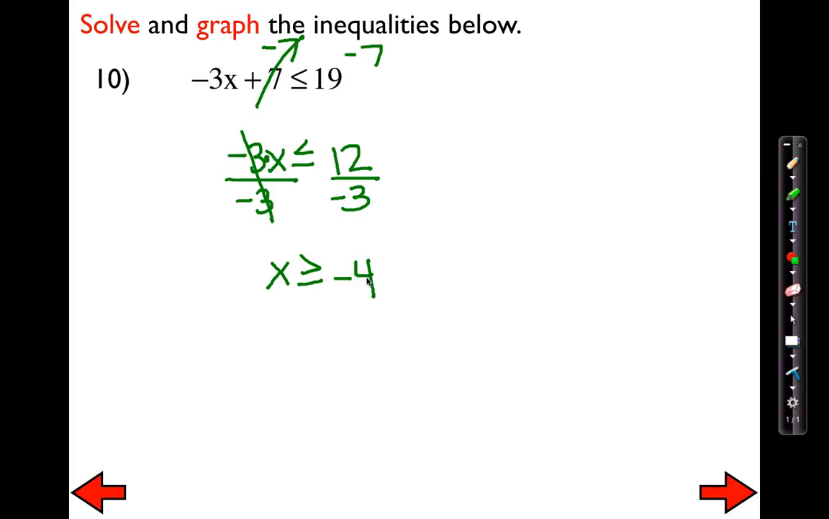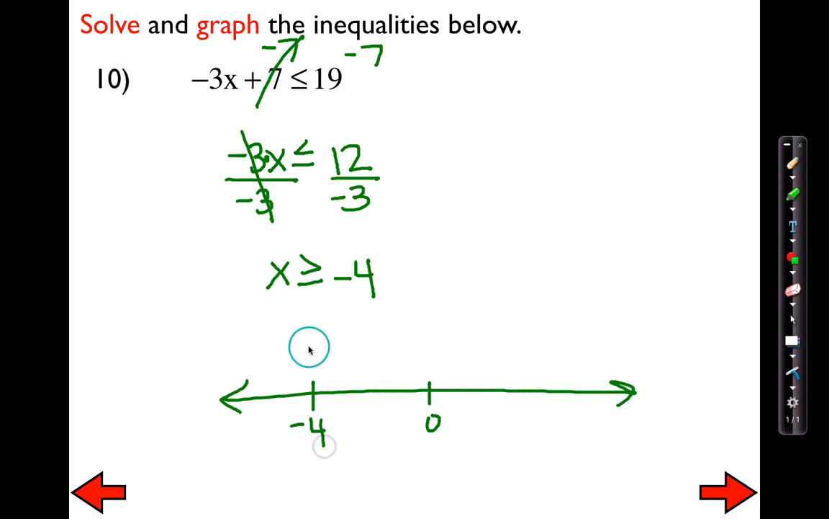So that would be my inequality, but we still need to graph it, so I'm starting with my number line. I'm going to go ahead and mark a 0, and I'm going to mark a negative 4. Always starting with an open circle. I'm going to go ahead and read this as x is greater than, so all the numbers greater than negative 4 will point to the right. Now, because it's also equal to, I'm going to go ahead and fill it in. And there is our graph.